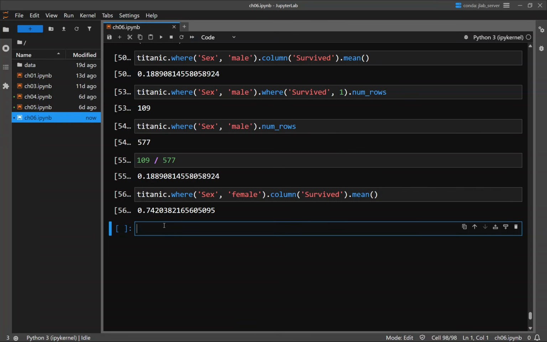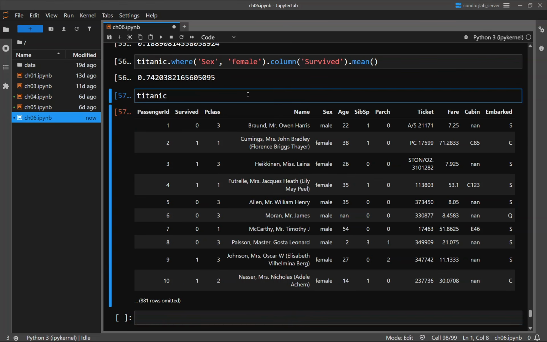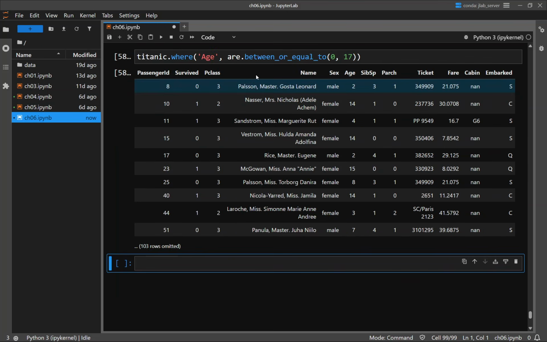So here's the whole Titanic again. Let's get all of the children by asking the question, give me all of the people on the Titanic where the age values are below 18. Or another way to ask that would be below or equal to 17. Or you can also ask between or equal to, like from 0 to 17. You've got a bunch of different ways to ask that question. And so here's all the children on the Titanic.